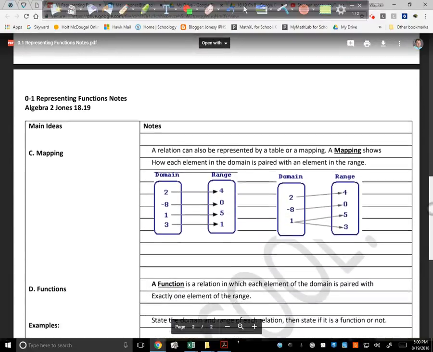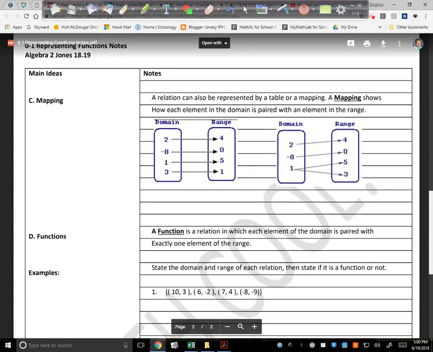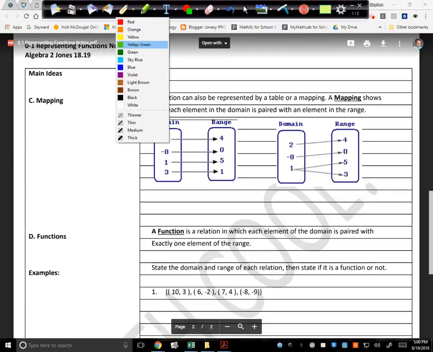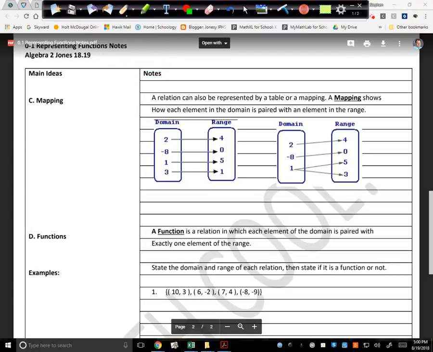We move down. And now we're going to talk about mapping. Mapping is something that I'm not a big fan of just because we don't use it very much. Those are blue, so we'll change this to red. We don't use this very much. It really just has to do with relations. Sometimes it's helpful to tell if it's a function or not, but basically when we're mapping, all we're going to do is draw two boxes. One's the domain values, one is the range values, and we're going to draw a line that shows which one goes with which.